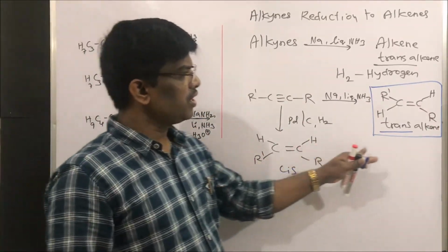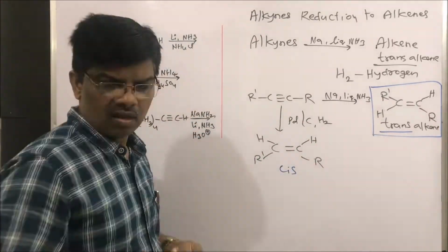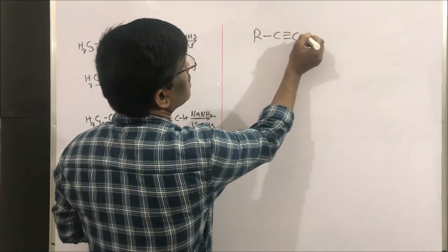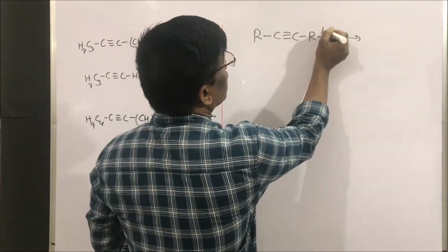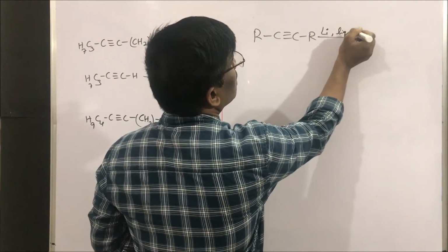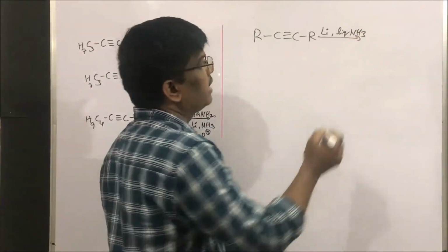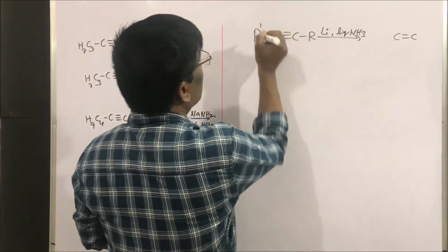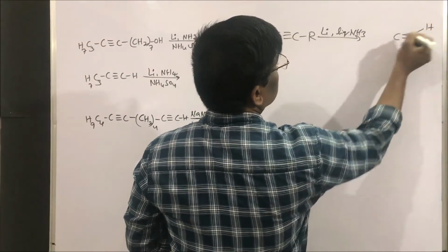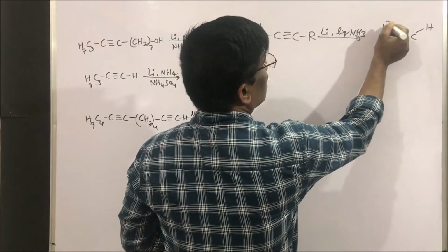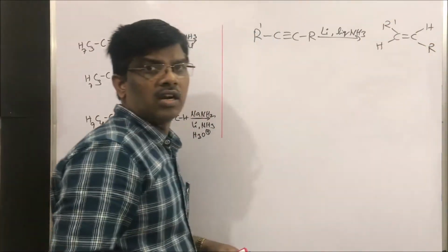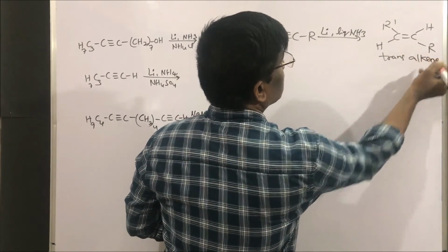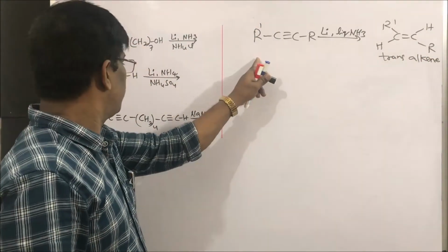Then how is it going to give only trans? Let us see. So what are we getting? R, C triple bond C, R prime. I will take lithium, liquid ammonia. I am going to get the double bond with hydrogen, R prime and R. Trans alkene, we are getting trans alkene. What is the mechanism? Why is it giving trans only?